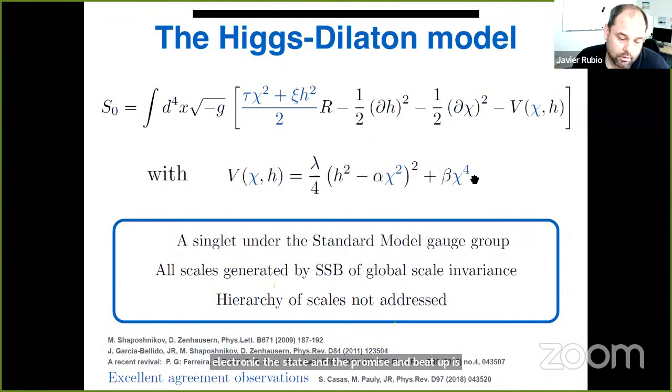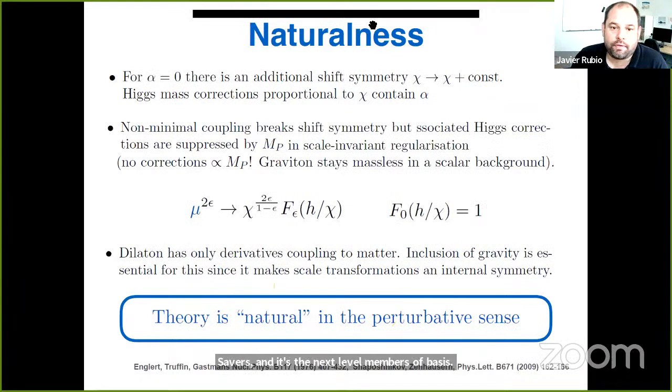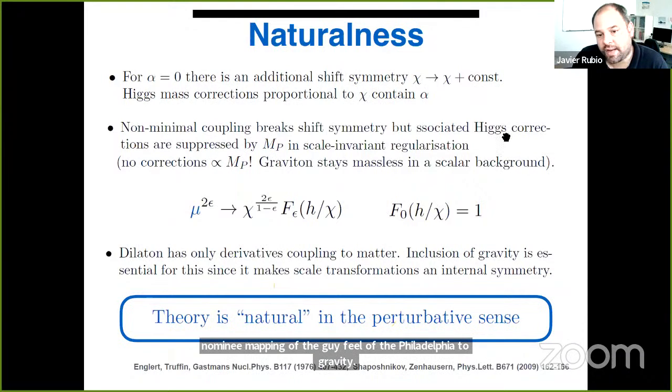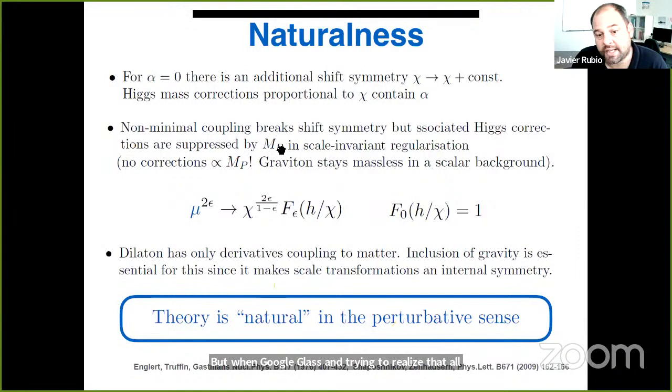This model has been widely studied in the literature, we even performed forecasts for future surveys, and it's in excellent agreement with observations. Also, from the point of view of naturalness, it's a rather natural model. In particular, if you set alpha and beta equal to zero, the model displays an additional shift symmetry, meaning that the Higgs mass is protected against radiative corrections, because all the corrections are proportional to alpha, which is a very small parameter. Of course, this shift symmetry is mildly broken by the non-minimal coupling of the chi field, the dilaton field, to gravity. But when you go to the Einstein frame, you realize that all these corrections are always suppressed by the Planck scale. Also, the model doesn't have any corrections proportional to the Planck mass, so that means that the graviton, of course, stays massless in a scalar background.